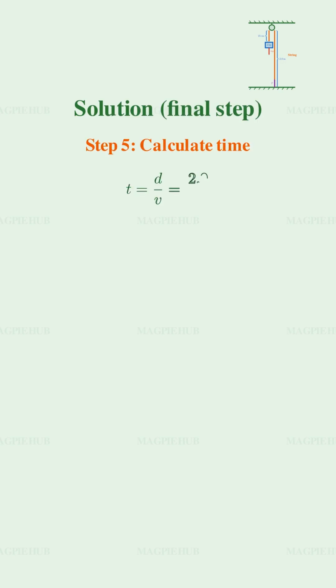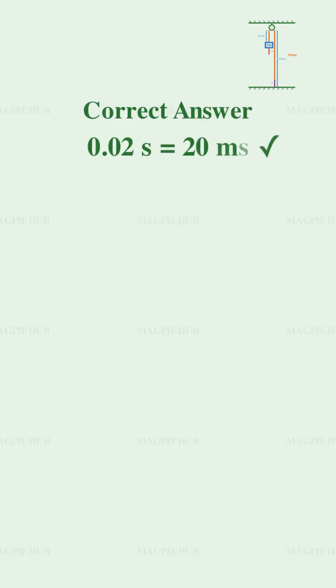Step 5. Finally, calculate the time. The pulse travels from the floor to the pulley, a distance of 2.0 meters. Time equals distance divided by speed. t equals 2.0 divided by 100, which equals 0.02 seconds. The correct answer is 0.02 seconds or 20 milliseconds.